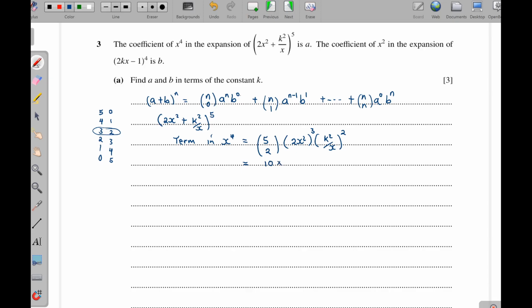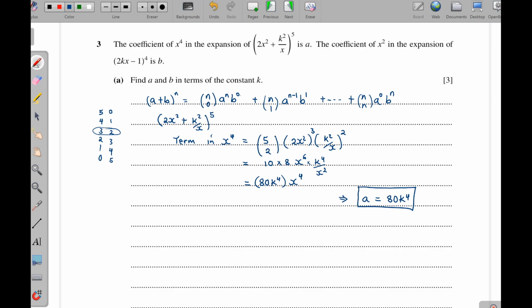Then times 2 cubed, that will be 8, and then here x power 6, then we shall have k power 4, then over x squared. So altogether we shall get 80 k power 4, and this is now going to be the coefficient of x power 4. So this simply implies that our a here, which is the coefficient of x power 4, will be 80 k power 4.